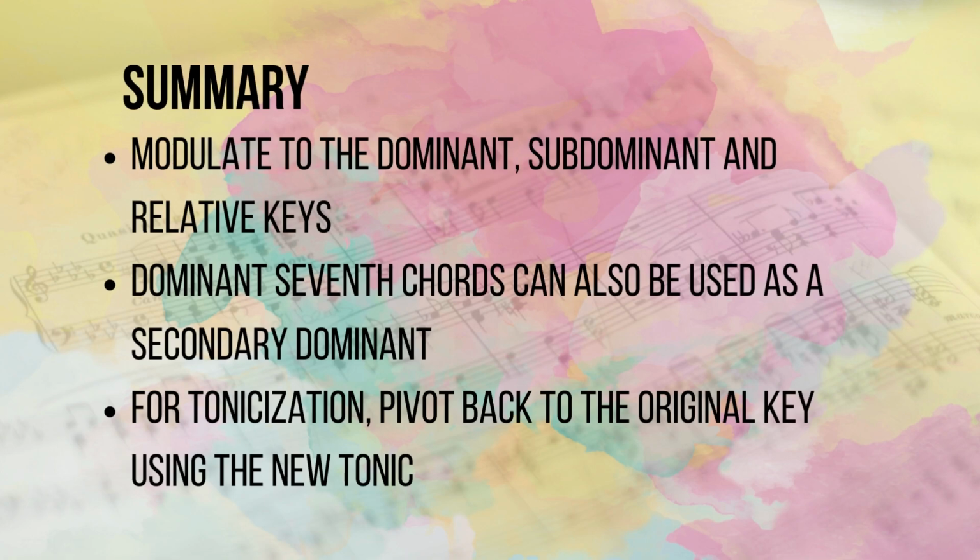So there you go, 3 easy examples for you to start using modulation in your chord progressions. To summarize, modulate to the dominant, subdominant, and relative keys to start with. Dominant 7 chords can also be used in place of a dominant triad as a secondary dominant. For tonicization, pivot back to the original key using the new tonic, and have a perfect cadence in the original key to modulate back.